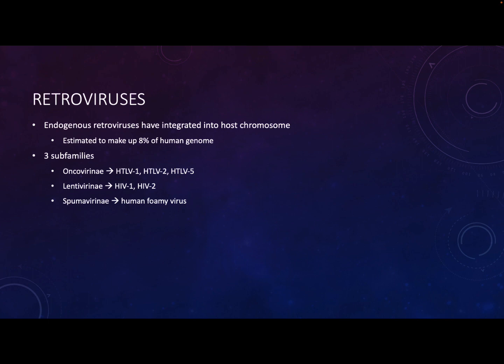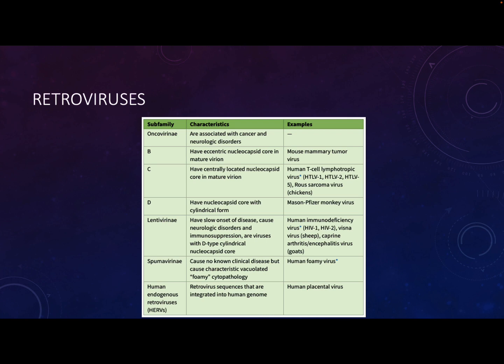Within the retroviruses, there are 3 families that cause human disease. We're going to talk mostly about the lentiviruses, HIV-1 and 2, but some of these other viruses can cause cancer in people, and there's one called human foamy virus, which I think is just a funny name. No known clinical disease, but it does make the cells look foamy, like they have bubbles in them that are vacuoles. It forms these vacuoles.